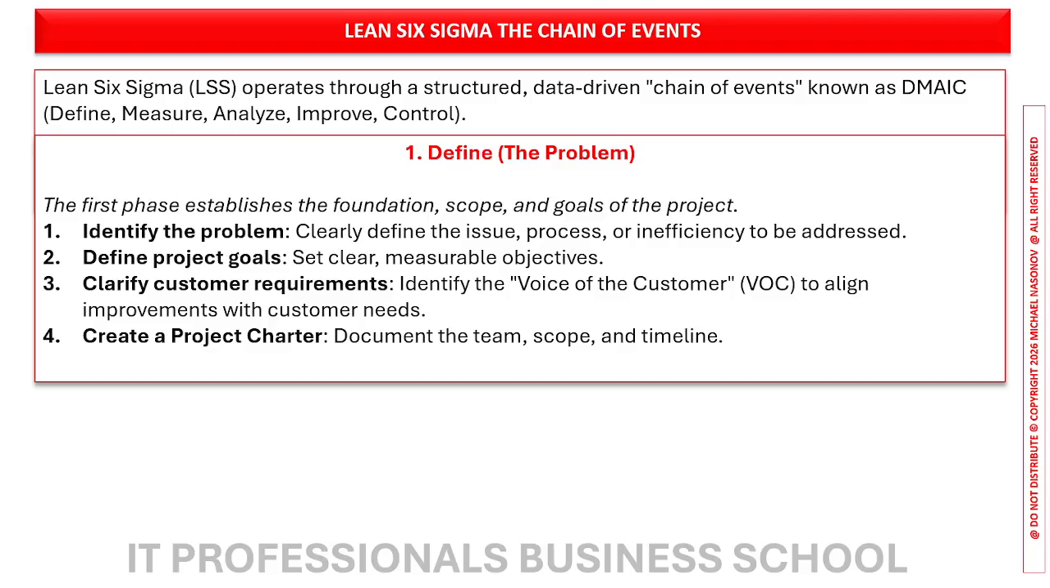Define the problem. Step 1. The first phase establishes the foundation, scope, and goals of the project. Identify the problem or clearly define the issue, process, or inefficiency to be addressed. Define project goals. Set clear, measurable objectives. Clarify customer requirements, which means identify the voice of the customer in order to align improvements with actual customer needs. And create a project charter. Document the team, scope, and timeline.